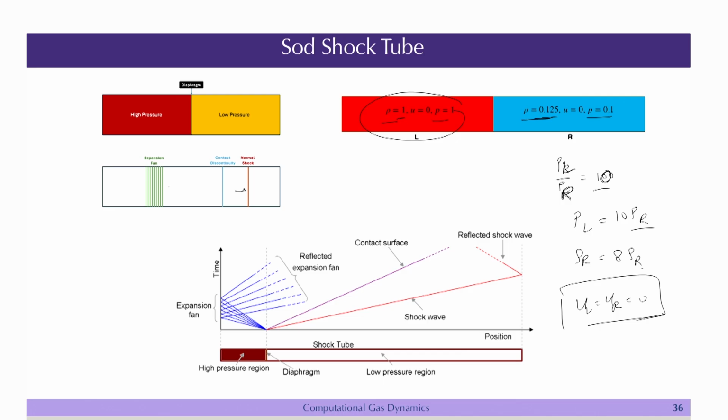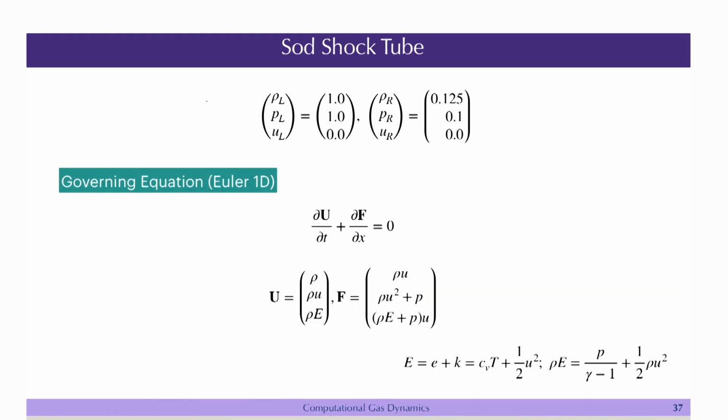Now, we want to solve it numerically. So, how will you solve it numerically? This is the condition once again. You have to solve the Euler equation in 1D. This is a 1D phenomenon. This is just a separation by a diaphragm. The left side is your rho L, P L and U L, and the right side is rho R, U R and P R.